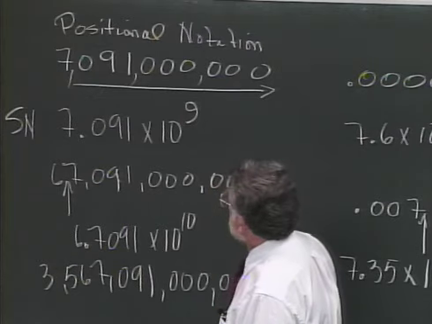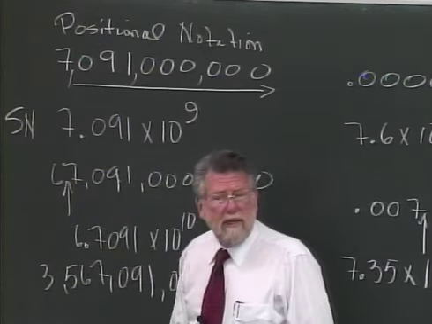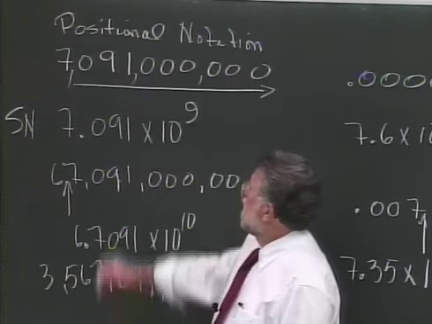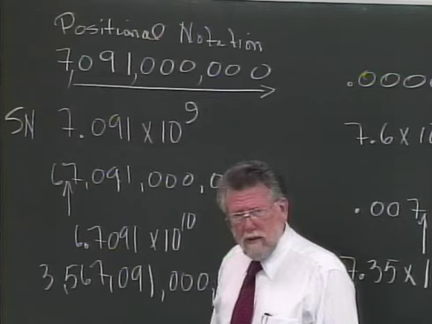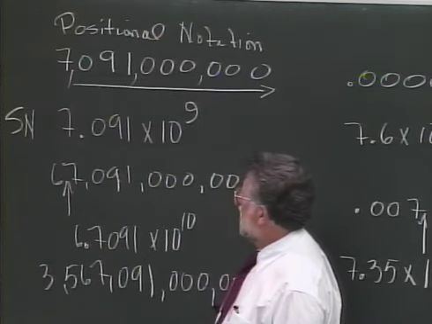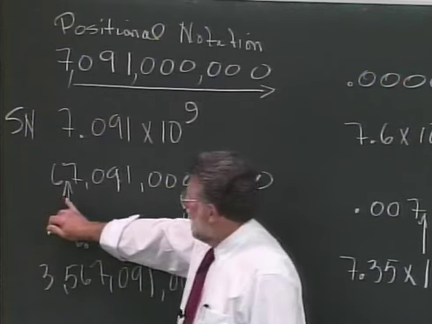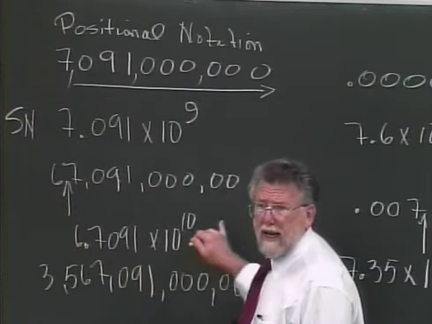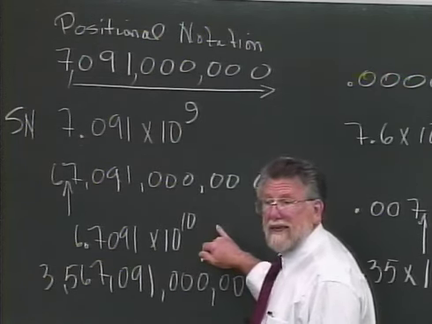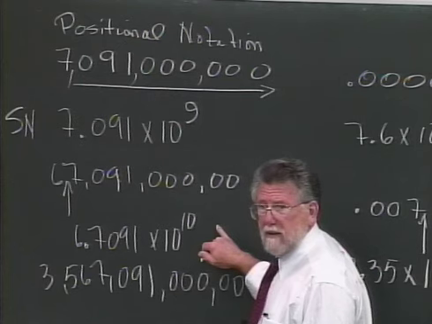Okay. So we have 7 billion 91 million, but in scientific notation, 10 to the 9th. You do or don't? Good. I like it that somebody likes this. 67 billion. The decimal now comes after the 6. And my exponent is 10. To get all the way to the right.